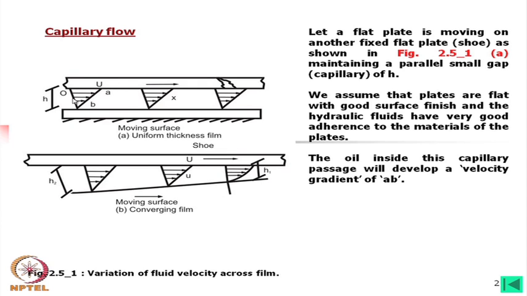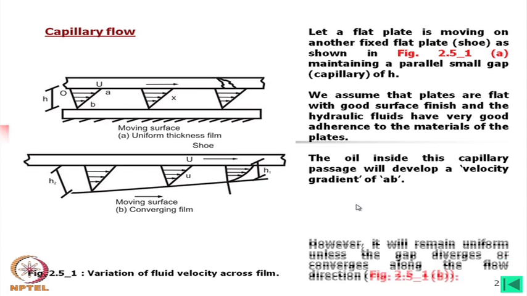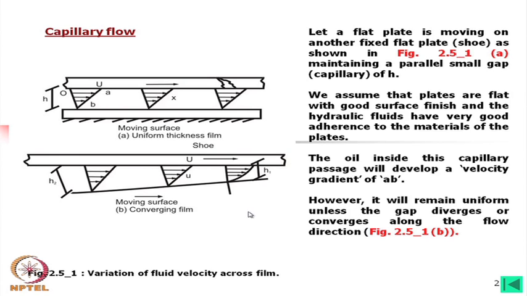Now, this is a straight line. The point on the bottom layer of the oil, touching here, is not moving, whereas in the upper layer the point O has moved to A. So, there is a velocity gradient. However, it will remain uniform unless the gap diverges or converges along the flow direction.